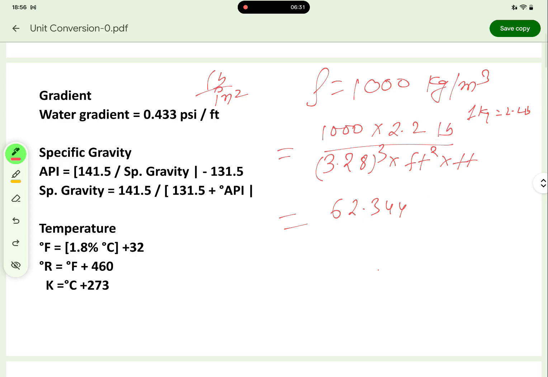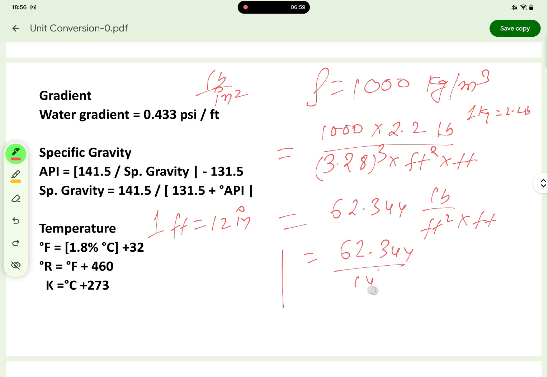Here will be lb per feet square, and we have 1 feet here. So we get this value, but we have to change this feet square into inch square. We know that 1 feet is equal to 12 inch. Squaring both sides, we will get 144. So simply 62.344 divided by 144, you will get lb at the numerator and inch square at the denominator, right? This will give you the psi, and there is 1 feet there.